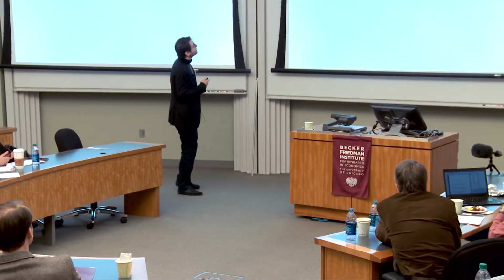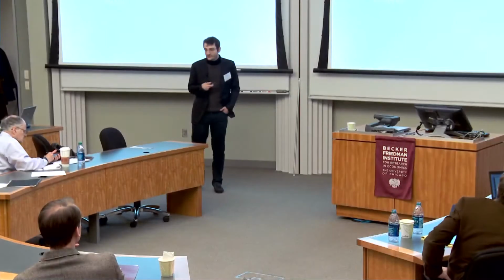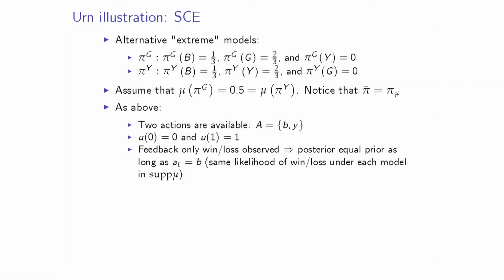So an example, consider the Ellsberg model I just described. Assume that the support of mu are just IID models, so then I can identify them with their marginals. Okay? Consider also the standard setup. Assume that we are told that black balls are in the proportion of 1/3. So what is unknown is the proportion of green and yellow balls. And assume that the true model is the uniform model. Then the decision maker could entertain two extreme models.